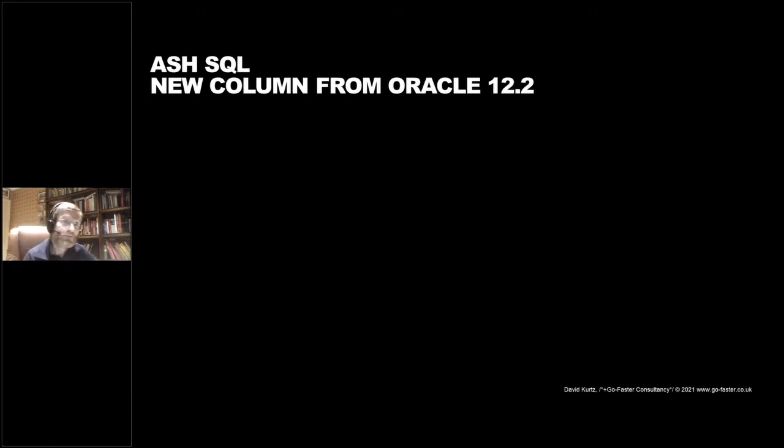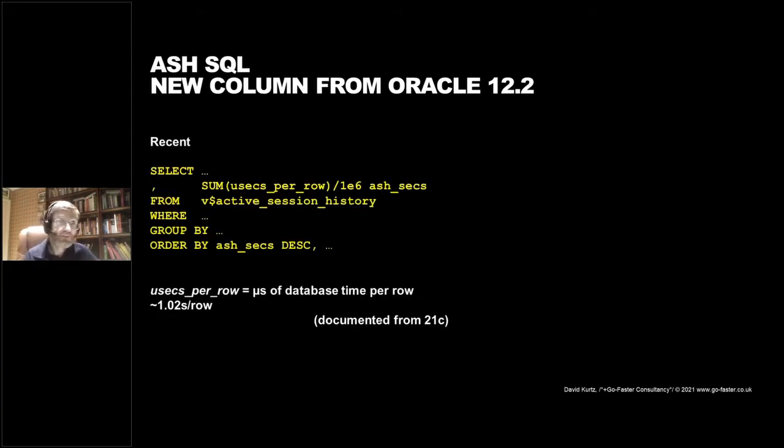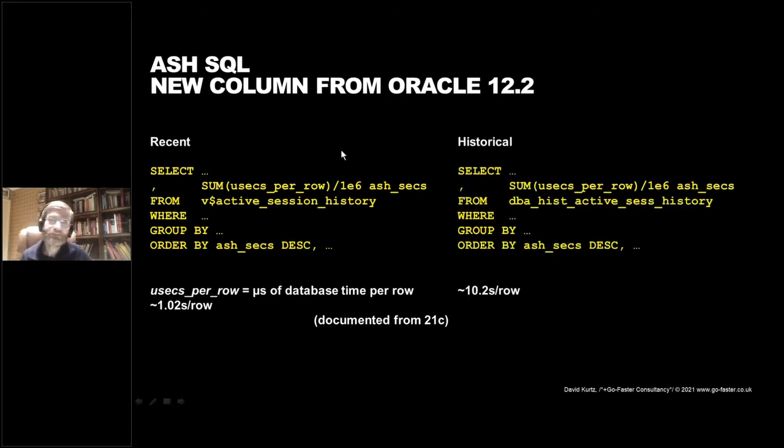Little aside, there's a new column in ASH in 12.2 called USECS_PER_ROW, microseconds since the last ASH sample. It's not documented till 21c. And if you used that instead of 1 and 10 and then divided by 1,000,000, you'd actually be writing exactly the same query on recent and historical data. So something new to do. Most of the examples you'll see today still use 1 and 10 because they've been curated from real life before that column was introduced.